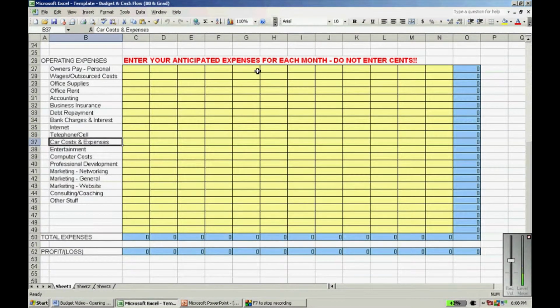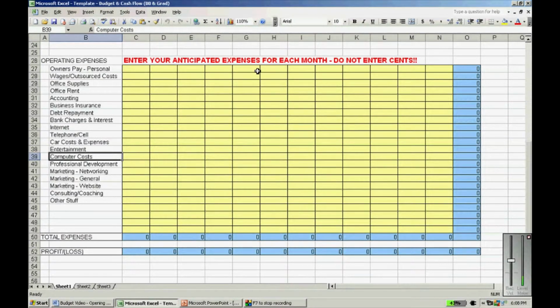And car costs would include things like lease and loan payments, gas, parking, service and repairs. Whereas entertainment is taking people out for lunch, buying them coffee, or taking your favorite client on an all-expenses 3-month visit to the Bahamas.